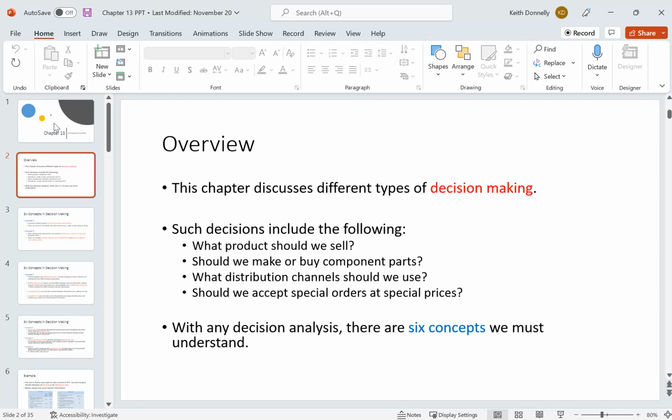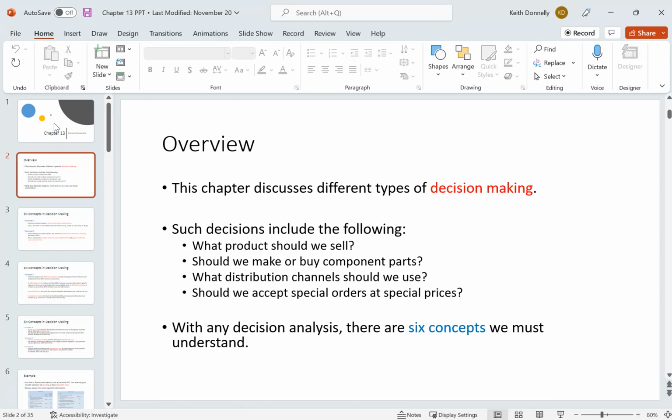Likewise, what distribution channels should we use? From whom should we find the products? How much should we pay? What's an appropriate and reasonable amount? And then, should we accept special orders, one-off orders for customers that may depart from our normal product? Maybe we produce coffee cups. Should we accept a special order to depart from our standard cup and make a special holiday mug for customer X who wants a holiday mug for their mother? We'd have to sit down and look at it and see if it makes sense.